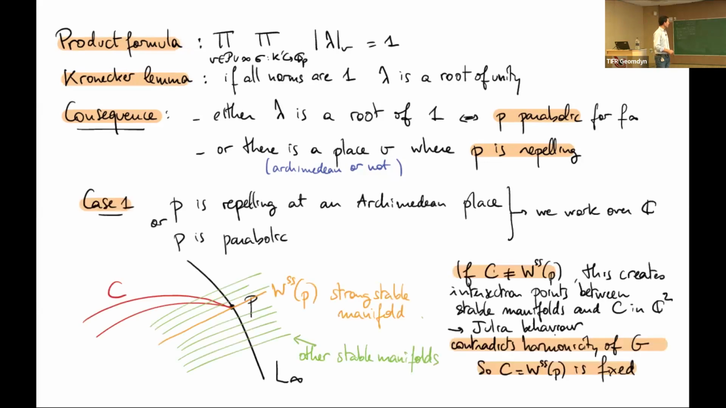So the proof now splits into two cases. First case, it is the analysis over the complex numbers. Either lambda is a root of unity, in which case we work over the complex numbers, or the point is repelling over the complex numbers, and then again we work over the complex numbers. So that's the local picture. First case, assume that the point is repelling or parabolic over the complex numbers. And then the picture is like this.